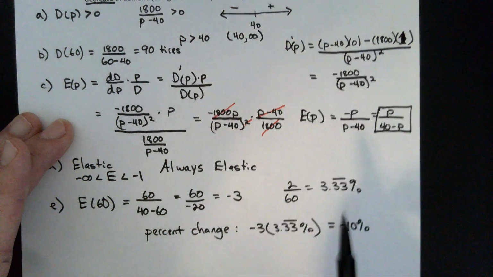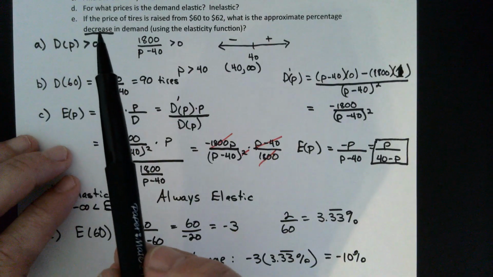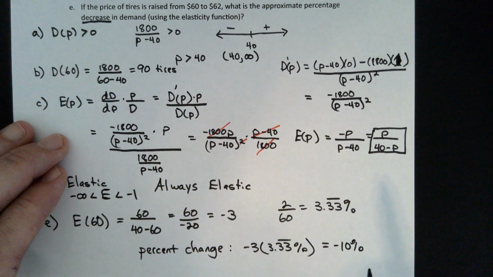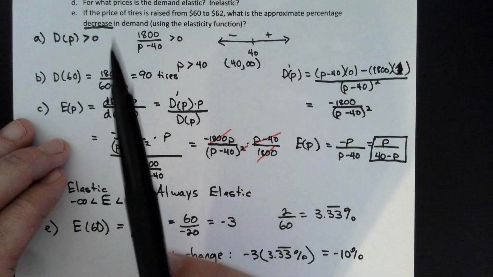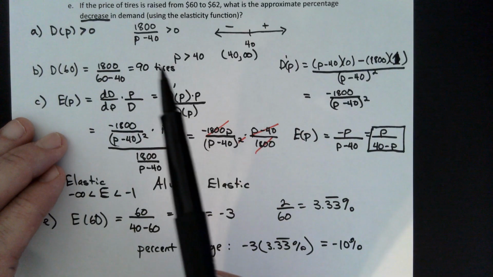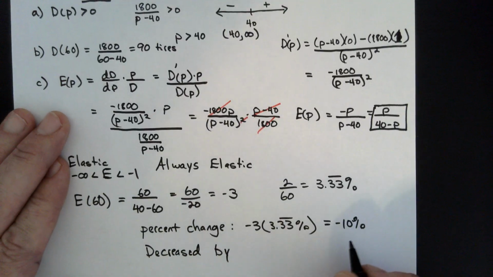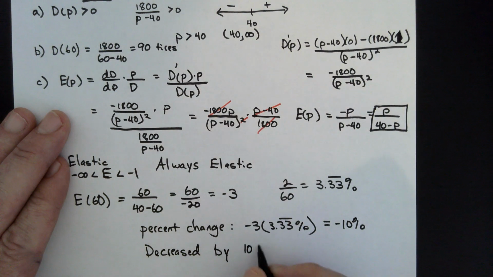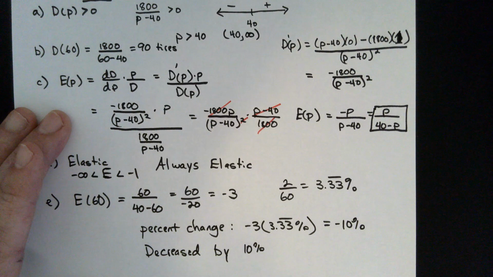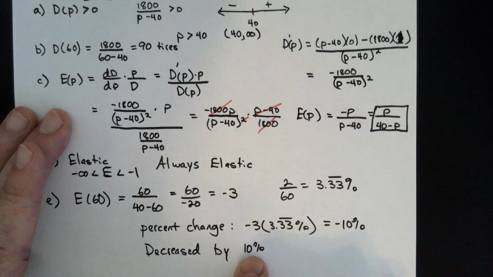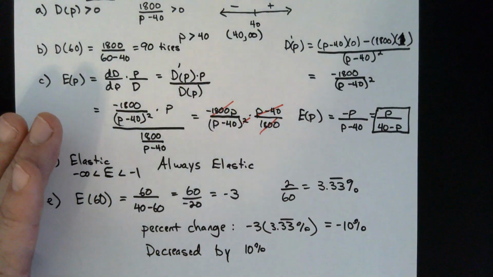Now, why I said keep in mind that it says decrease: we got a negative 10 because it's decreasing, but the problem already said decrease. So you're going to need to use a positive value. So it decreased, not by negative 10%, it decreased by 10%. Okay, so that's what happened to the demand. If they raise the prices by $2, then the demand for the tires decreased by 10%. And that's it.